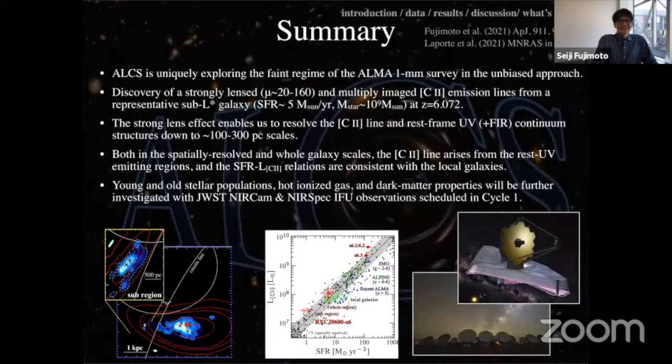So here is a summary. The ALMA Lensing Cluster Survey is uniquely exploring the faint 1 millimeter regime and discovered a strongly lensed multiple-image C II line emission from a representative galaxy at redshift 6. The HST and ALMA images map out the structure down to a few hundred parsec scale in the source plane, and the relation is consistent with local galaxies, from spatially resolved to whole-galaxy scale. And a JWST program is also scheduled, and we will fully characterize the key components of the early galaxy together with ALMA. So stay tuned, and thank you for listening.